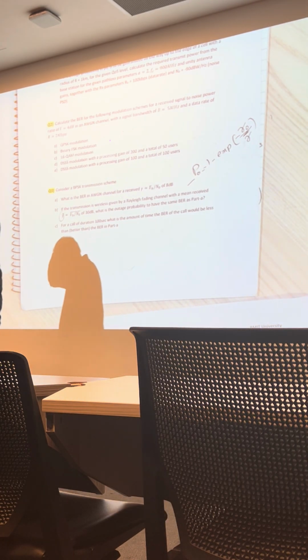Any answers? I got one. 6.3 into 10 to the minus 3. Six point two eight into 10 to the power minus 3. 2.8, 6.3. Accurate enough. That's the correct answer.